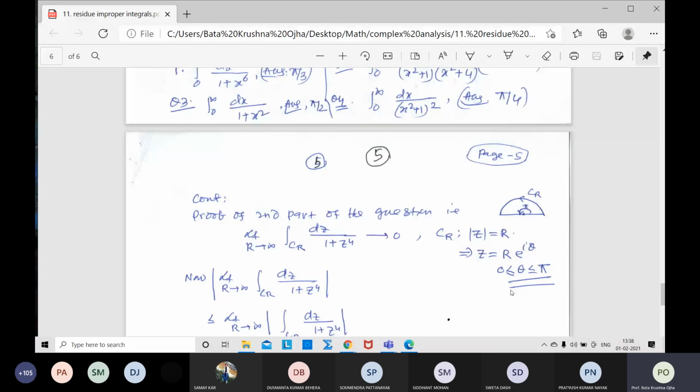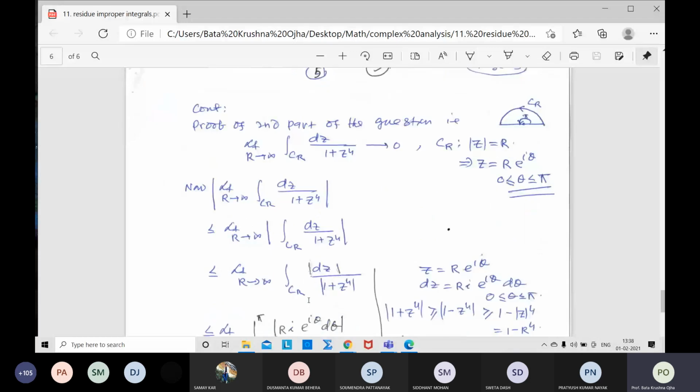What is the theta here? Since it is the first and second quadrants, it is only 0 to pi. So take the mod of this quantity, that is the mod of the limit as r tends to infinity of the integral over CR of dz by this. When you take the mod inside the integral, it is less than or equal to the integral over CR of mod of dz by this. So what is z? z is equal to r e to the i theta, dz is equal to r i e to the i theta d theta.